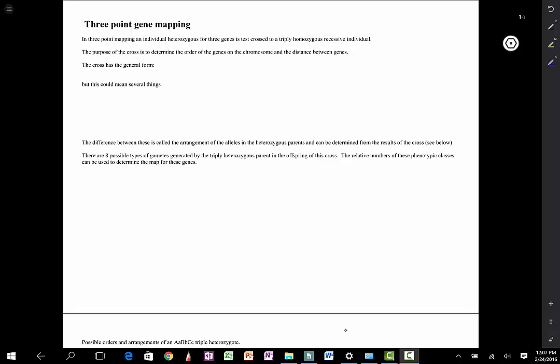All right, so now we're going to do some 3-point mapping. So here we're going to map 3 genes at a time instead of just doing 2-point mapping where we map 2 genes at a time. We can use 2-point mapping to map 3 genes, but we would have to do 3 different crosses. So if we had 3 genes, A, B, and C, we'd have to do an A-B cross, A-C cross, and a B-C cross, and then put all those 3 maps together.